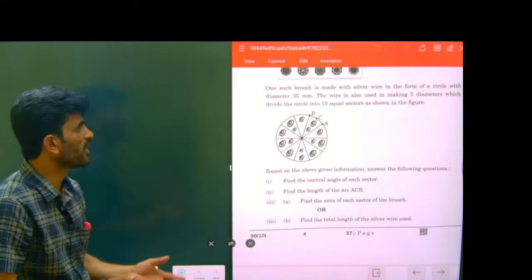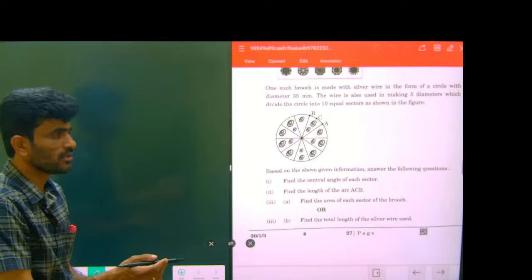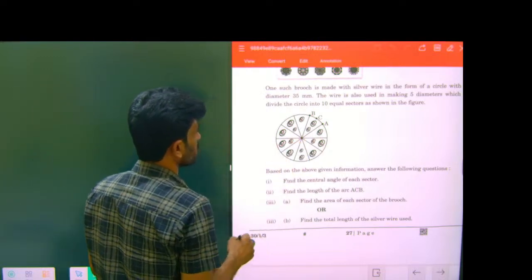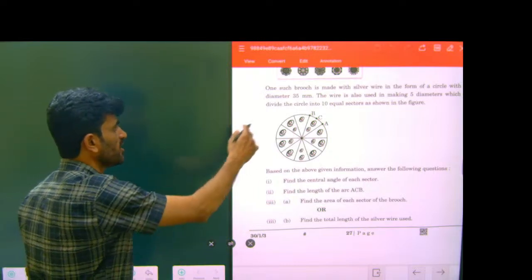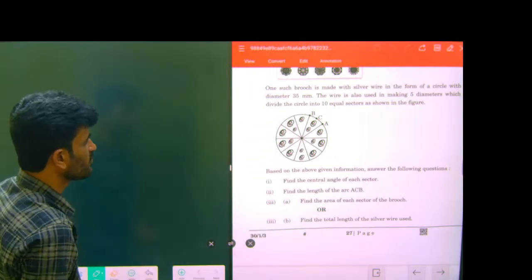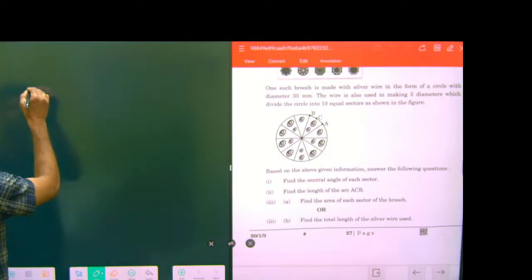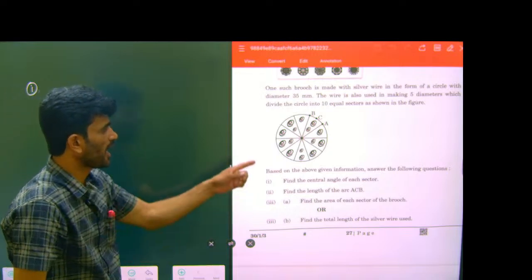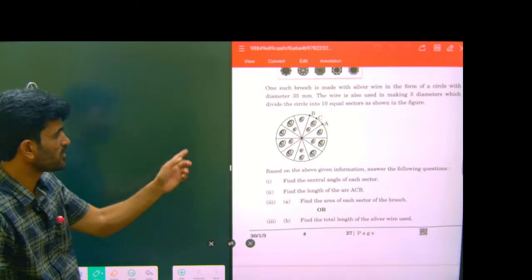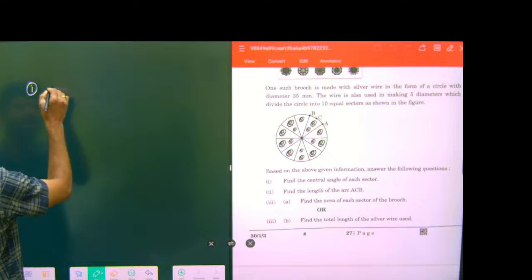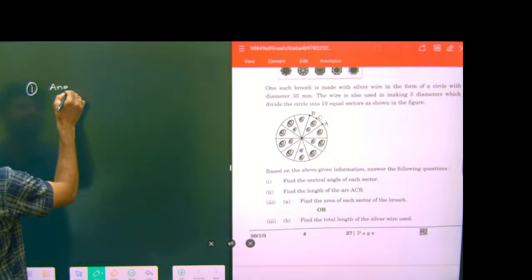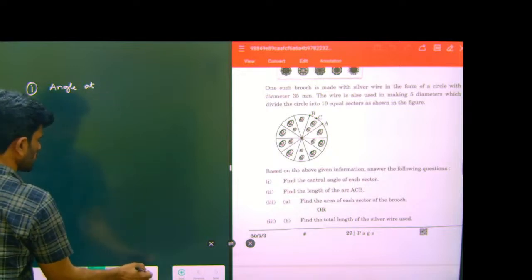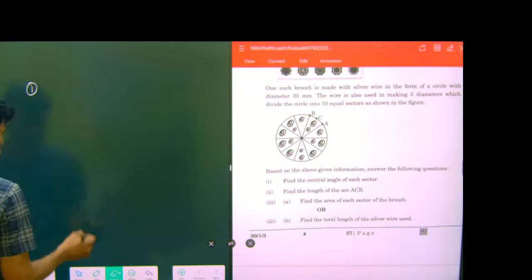So a silver wire is used for the circumference of that circle, and to divide that circle into 10 equal parts, 5 diameters are used. We should understand this. So the total circle is divided into 10 equal sectors. The first question is to find the central angle. How can you find it? The total angle at the center is 360 degrees, and it is divided into 10 equal parts, so we can write the central angle of each sector.